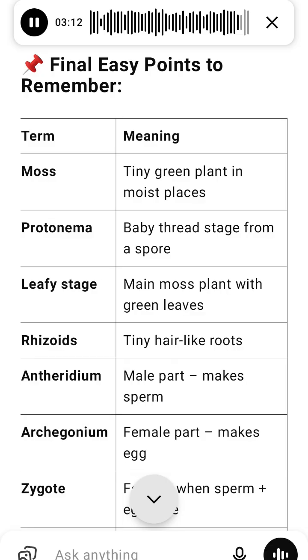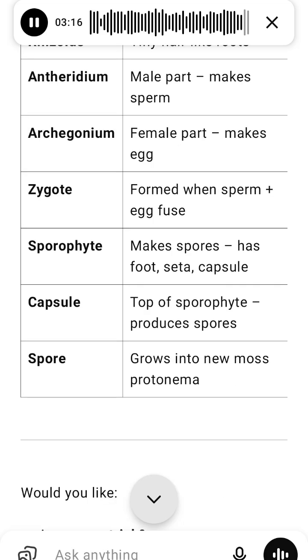Would you like a memory trick? A quick test to check what you remember? A drawing diagram to make this visual? Let me know. I'll make it fun and even easier.